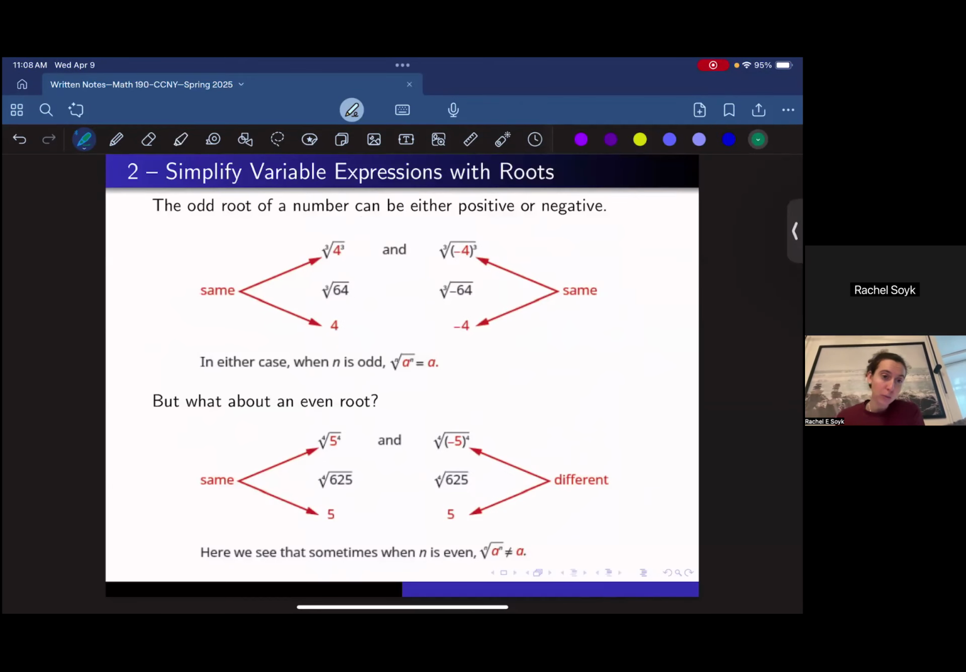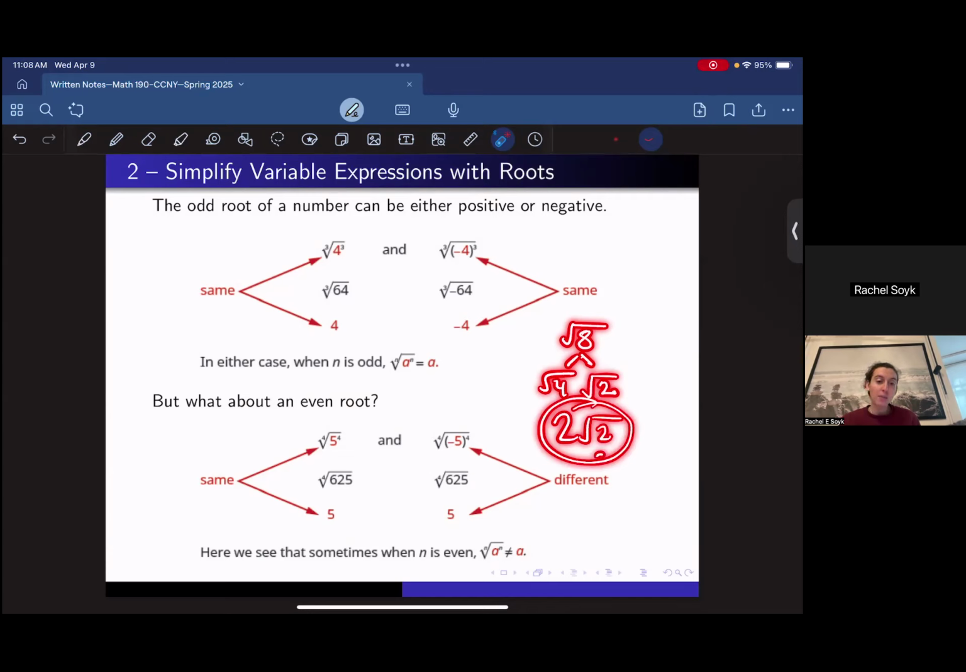Our objective 2, we're asked to simplify variable expressions with roots. And so this is just dealing with, think about simplifying radicals where, for example, square root of 8, we can pull out the square root of 4, which is a perfect square, and then 4 times 2 gives you 8, simplifies to 2 square root of 2. So we're doing the same thing, but our index might not be 2, it might be 3, it might be 4, it might be 5. So our index is changing, but we want to still be able to simplify to its fullest.